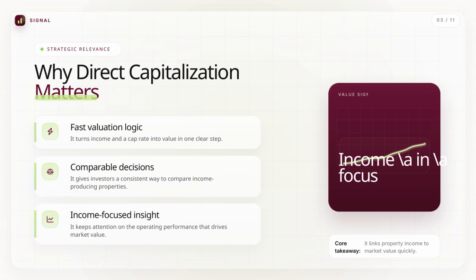This approach is strategically relevant because it keeps our attention firmly on the key driver of value, the income stream. So, whether you're analyzing one property or making decisions across multiple investments, direct capitalization helps ensure your comparisons are based on solid, comparable data rather than guesswork. The core takeaway is that by linking property income to market value quickly, this method provides a reliable, efficient valuation signal that guides smart investment decisions.